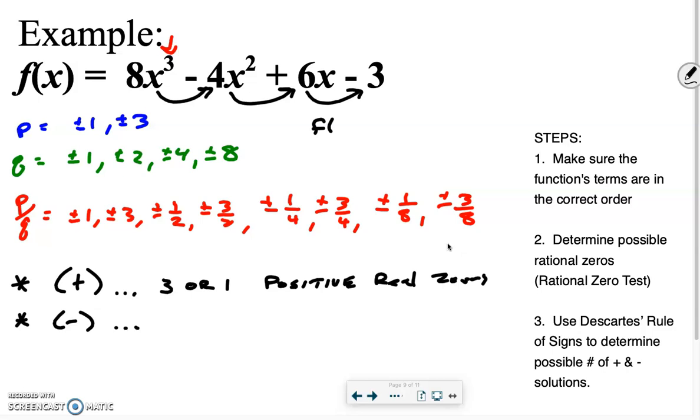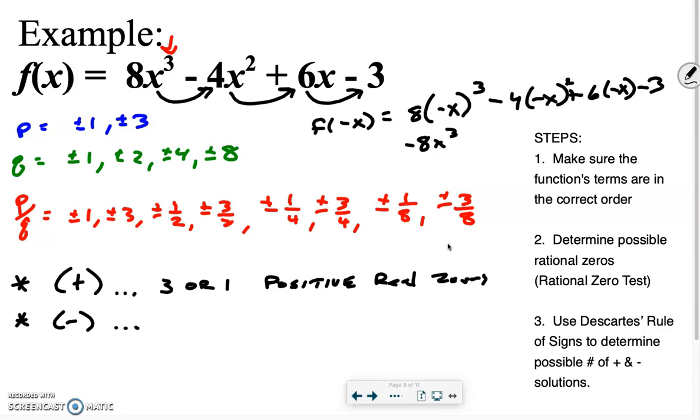Negative x. All right, so putting a negative x in place, this time we have 8, negative x cubed, minus 4, negative x squared, plus 6 times negative x minus 3. So I'm cleaning this up. Negative x cubed is going to stay negative times 8. That'll be negative 8x cubed. Negative x squared is positive times negative 4 is negative 4x squared. 6 times negative x would be negative 6x. Minus 3 doesn't change. So we have negative, negative, negative, negative. There are no sign changes. Therefore, with no sign changes, that tells us that there are 0 negative real zeros.